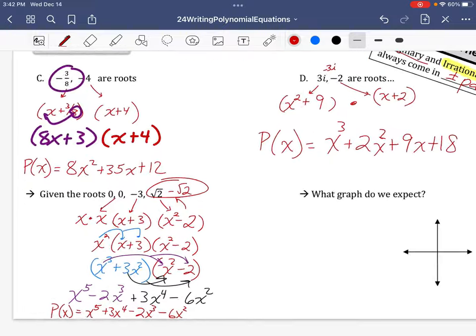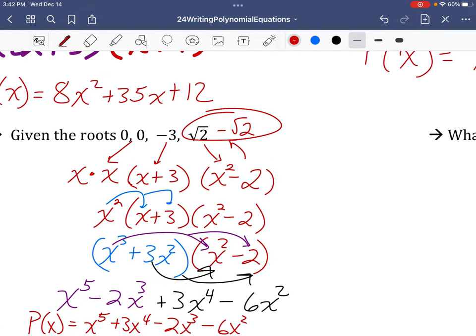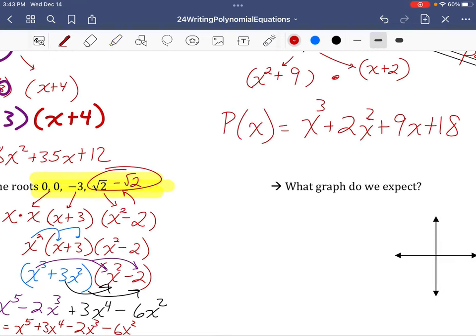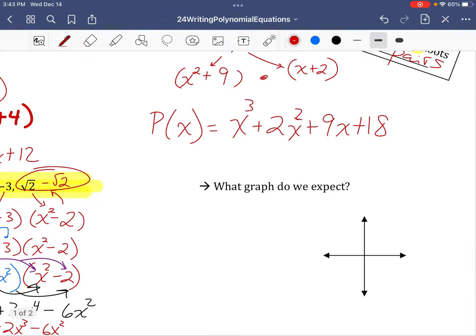What kind of graph do we expect? Oh, that's a good question. What kind of graph do we expect? Well, one thing that you want to realize is that we can know a lot about the graph just by the original problem, just by the original roots, right? Those roots are actually most of what we need for the graph.